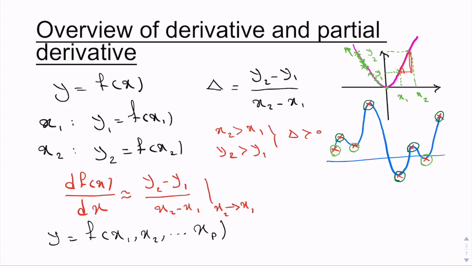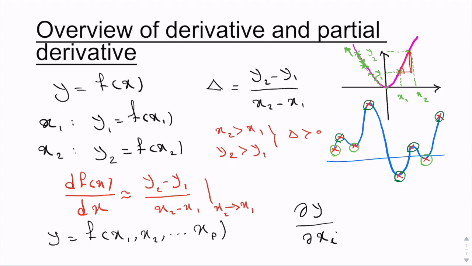And then we need to find the derivative with respect to each of these parameters. So then we define the partial derivative of y with respect to xi. That means when we want to take the derivative, we consider all other parameters as constants, and only consider xi, and then take the derivative with respect to xi. Okay, so that's how we take the derivative.